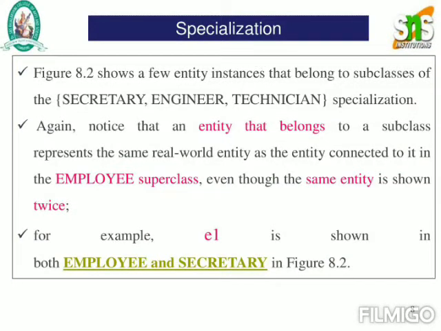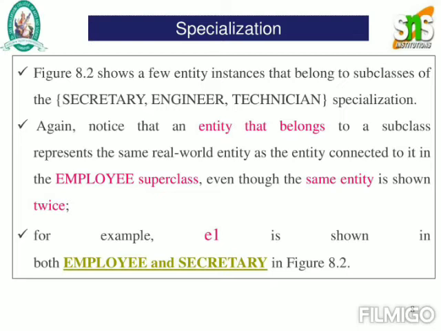You can notice that an entity belonging to a subclass represents the same real-world entity as the entity connected to it in the employee superclass, even though the same entity is shown twice. For example, E1 is shown in both employee and secretary. You can see in the figure that employee E1 is an employee and he also belongs to a category called secretary.